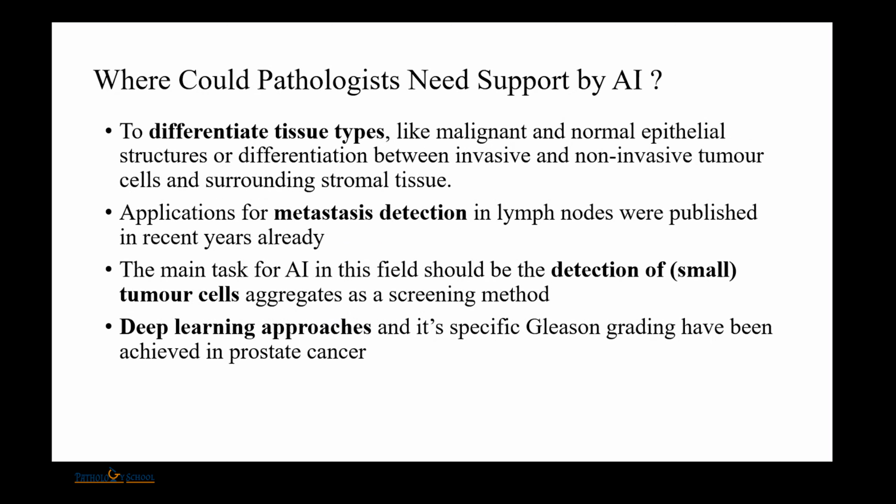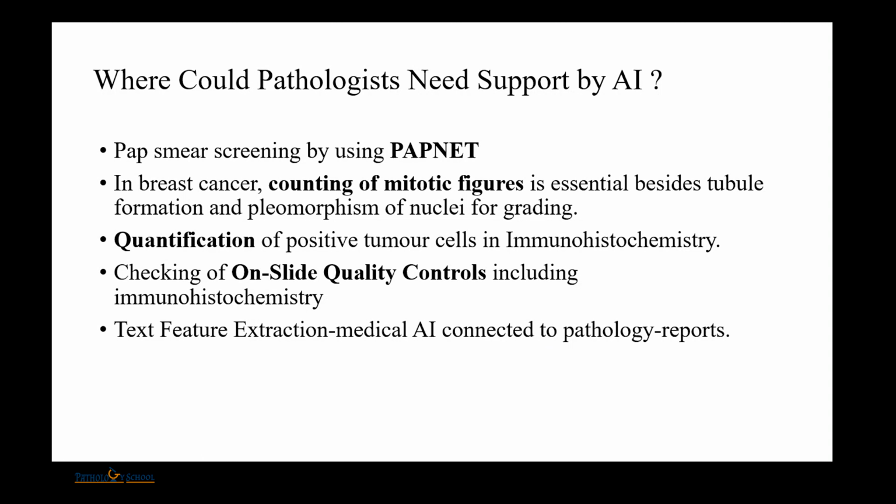There could be pathologists who need support by AI. We can use it to differentiate tissue types, from malignant to non-malignant, invasive to non-invasive. It has been used to detect metastasis in lymph nodes. The main task would be to use it as a screening tool for detection of small tumor cells. A deep learning approach has been used, with specific Gleason grading achieved in prostate cancer. For Pap smears, PAPNet is also a neural network AI system. Then in breast cancer, it is used to count the mitotic figures, for quantification of positive tumor cells in IHC, and for quality control.